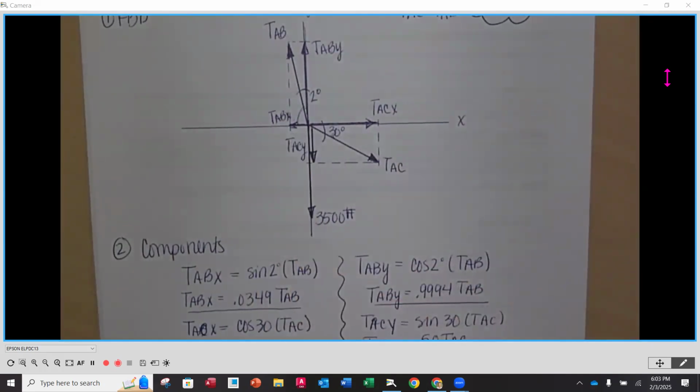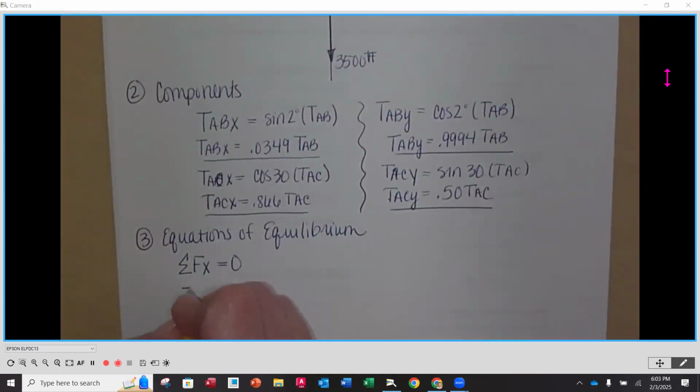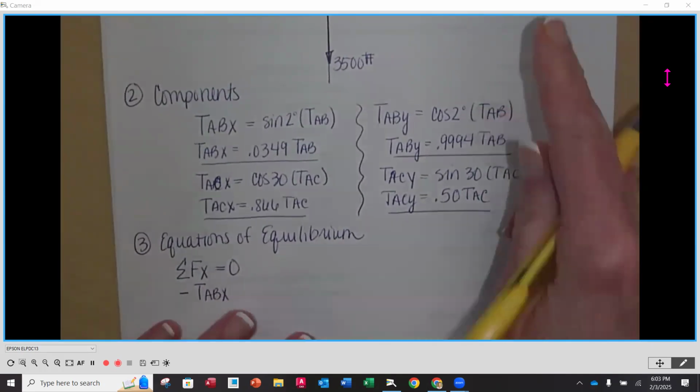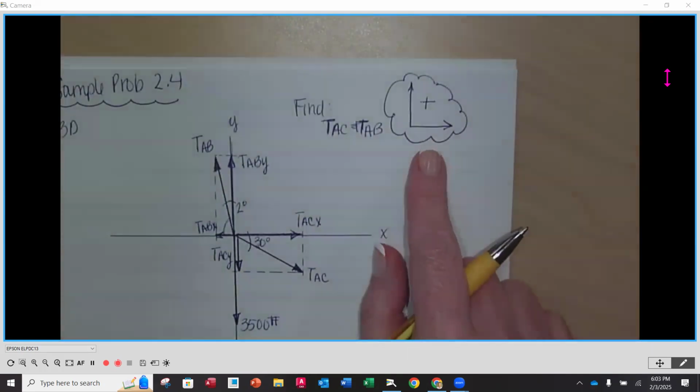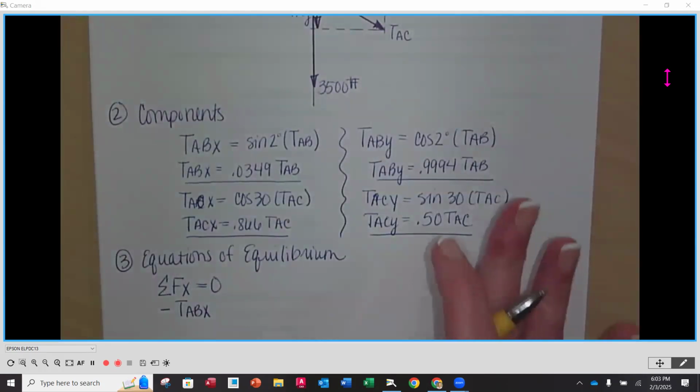It's going to the left. It's pointing to the left. That means that it's negative. So I'm going to go negative TABX, okay? And it's negative because the convention that I said at the beginning of my problem in the upper right-hand corner tells me that things going to the right are positive.